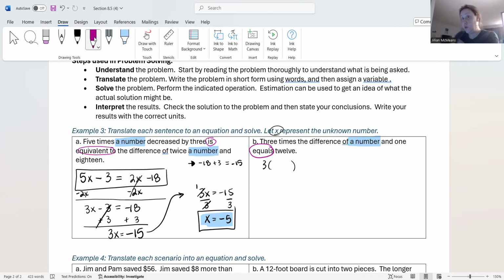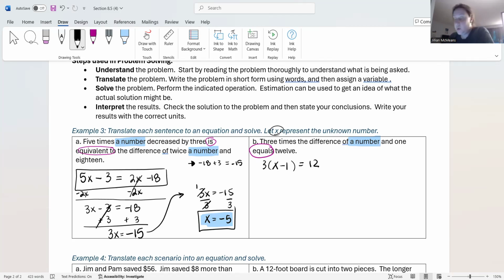So everything before equal in the sentence is going to be the left-hand side of the equation, and everything after equal is going to be the right-hand side of the equation. So let's focus on the left. So we have 3 times an entire difference. So that difference is going to go inside parentheses, and we're going to multiply each part of it by 3. And the difference is going to be between a number and 1. So we get 3 times the difference, x minus 1, and that's going to equal 12.